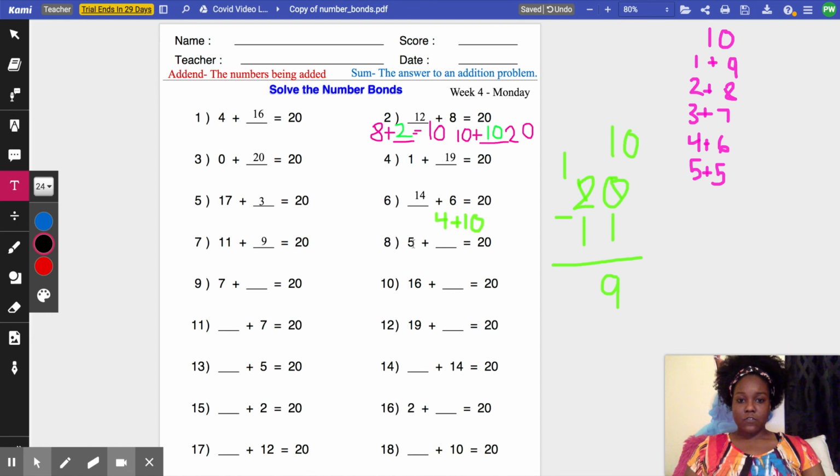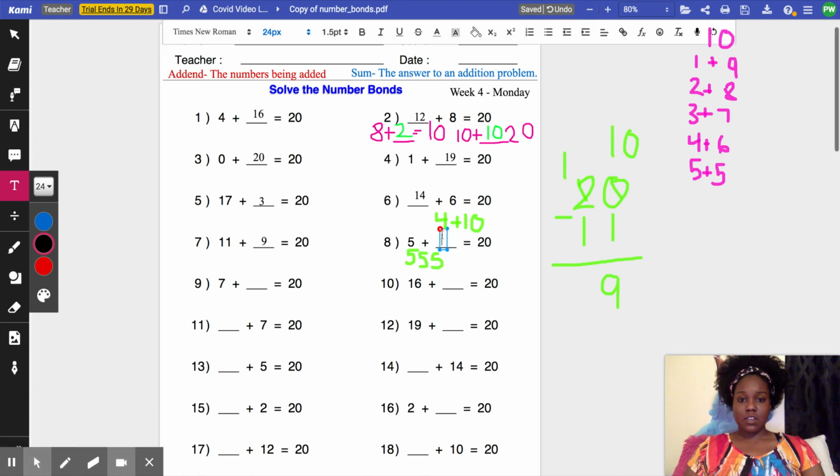On this next one, 5 plus something is 20. Well, I know if I'm already at 5, I can just keep counting by 5 so I get to 20. 5, 10, 15, 20. And then I count up my green numbers. 5, 10, 15. So 15 plus 5, or 5 plus 15 is 20.